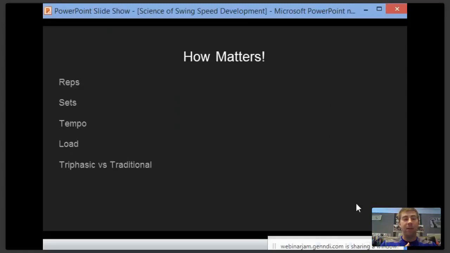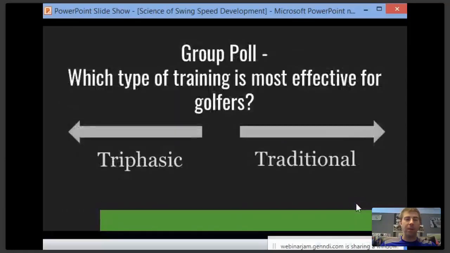Tempo is going to definitely impact load, obviously. The fewer reps you do, the more load we're going to use. And then we're going to talk triphasic versus traditional here in a second. So wherever you are, in your head or on paper in front of you, there's triphasic training and there's traditional training. Traditional training is what we tried for an entire year back in 2016. That's where you start with low weight, high reps, and then as we progress through the year, we decrease the reps and increase the weight.